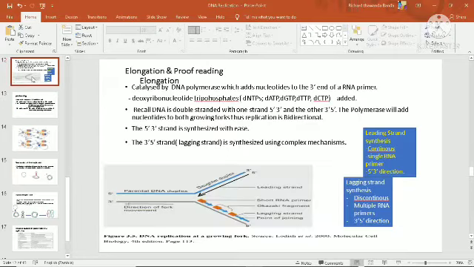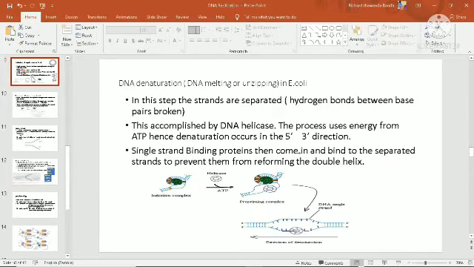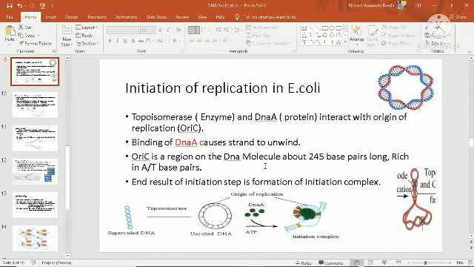And so in the initiation, you have the DNA A protein coming, binding to that origin of replication, which will then lead to further entanglement in the DNA molecule. There'll be more intertwining and so on. And because of that, topoisomerase comes in and then relieves those intertwining knots that are formed.